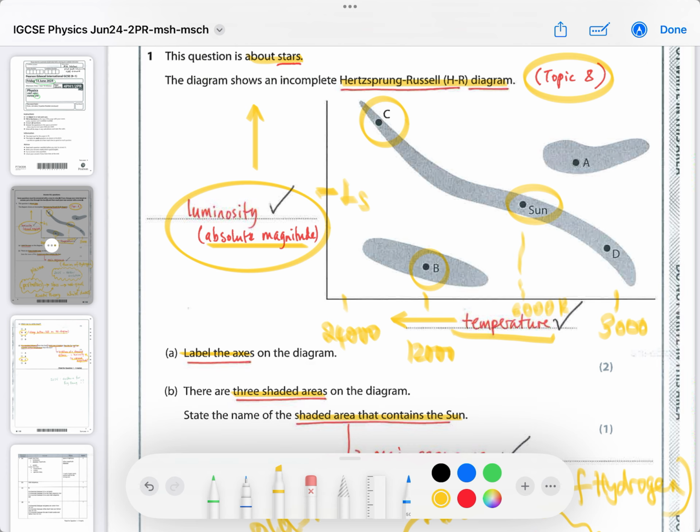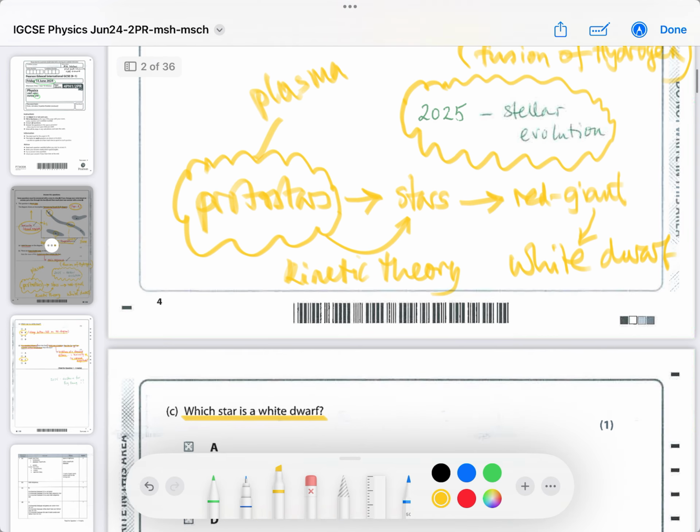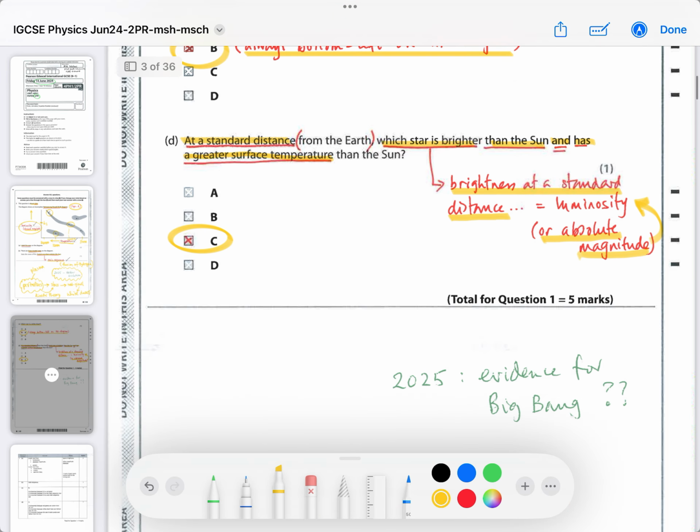Okay, so you need to know this about the temperature axis, is that the temperatures to the left are greater than to the right. Yes, so that's why C has a greater surface temperature than the sun, 6,000. So based on the approximate values of temperature I've put, the star labeled C will be between 12 and 24,000 Kelvin. Okay, so now you've revised the Hertzsprung-Russell diagrams.